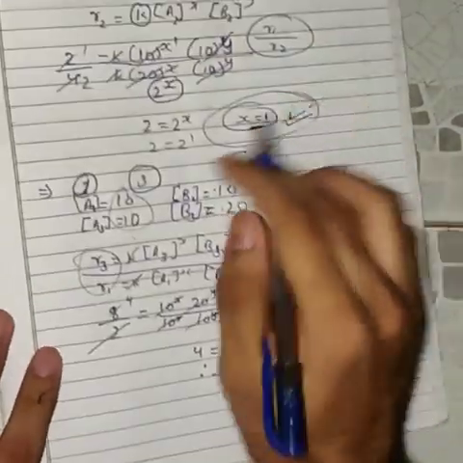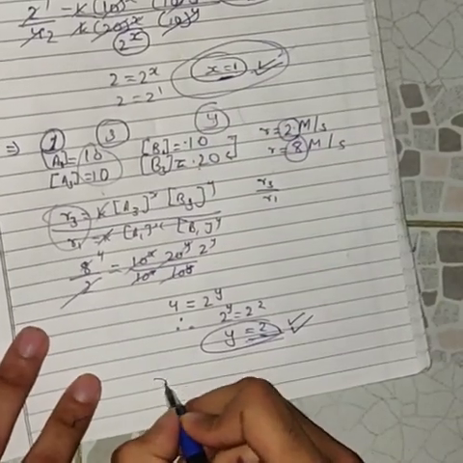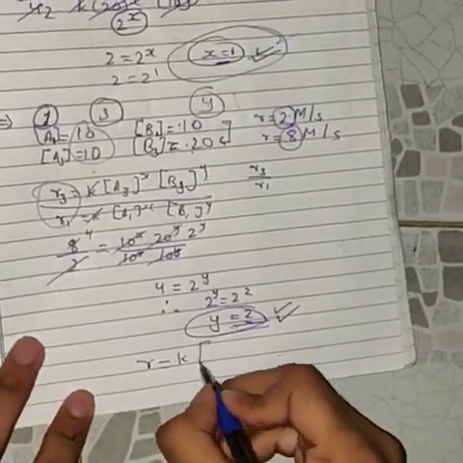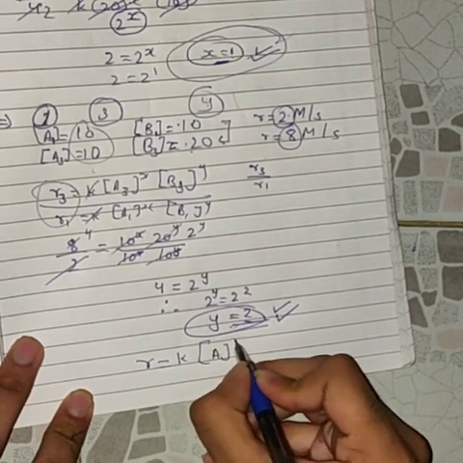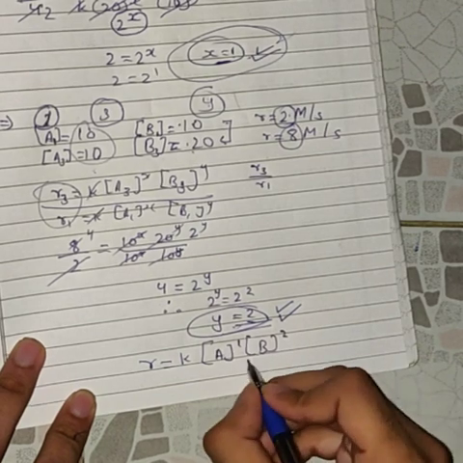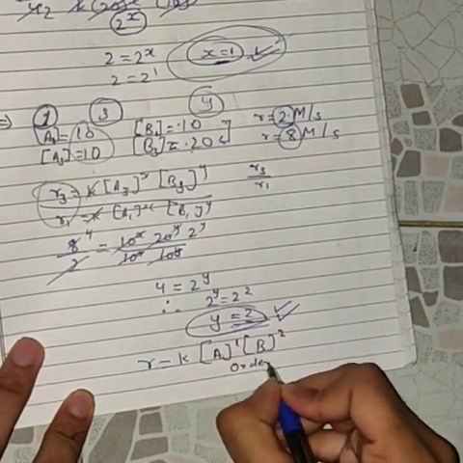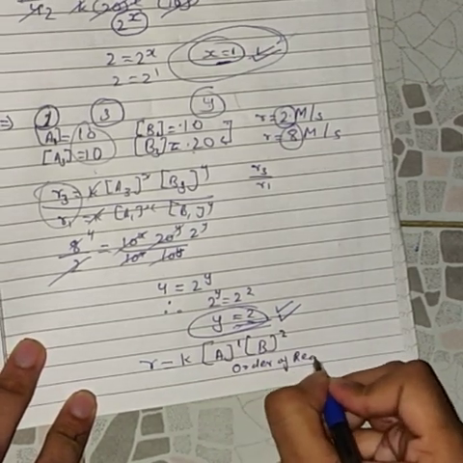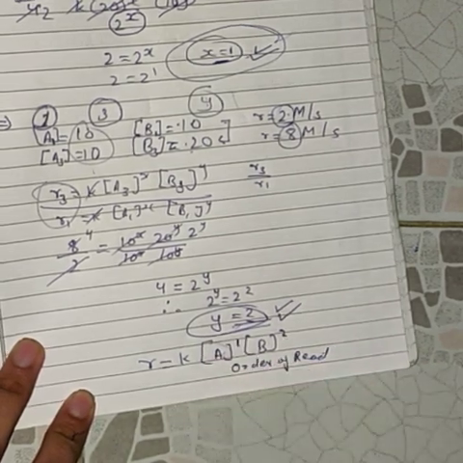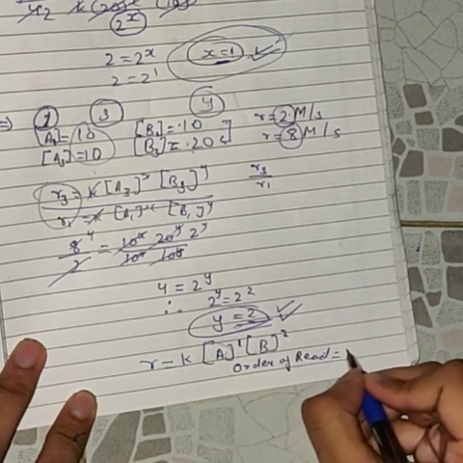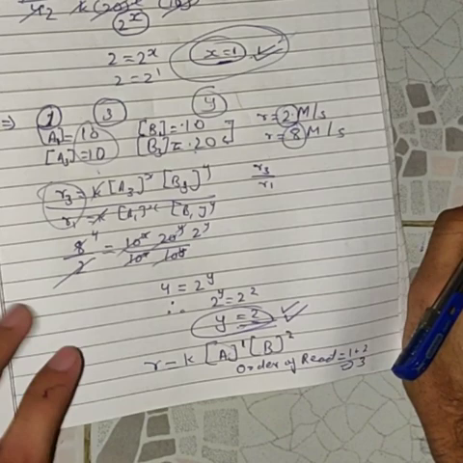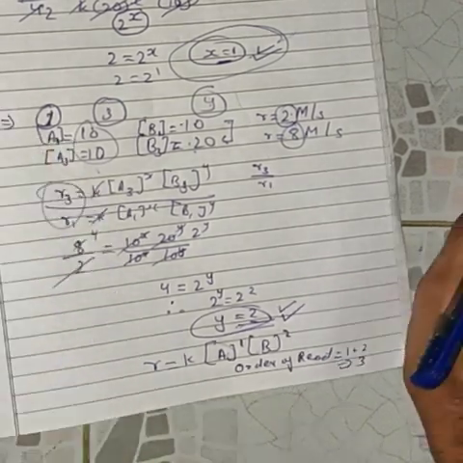Now, from this I conclude that R will be equal to, this is the general equation, that is rate law, R will be equal to K A raised to 1 and B raised to 2, and the total order of the reaction, okay, 1 was order with respect to A, 2 was order with respect to B, so order of the reaction is 1 plus 2, which is equal to 3. So that is how you're going to determine the order of the reaction.